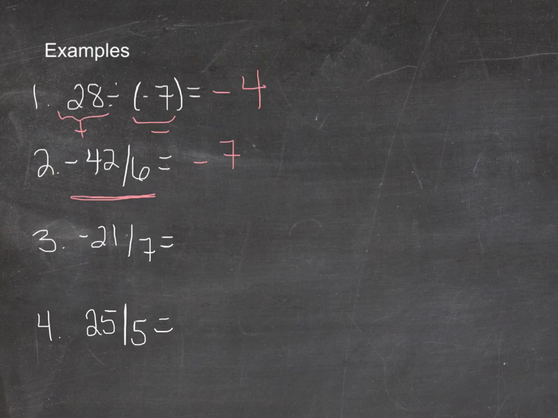Number 3, I have negative 21 divided by, let's make that guy a negative 7 instead. So negative 21 divided by negative 7. So a negative divided by a negative, so I know I'm going to get a positive answer. So 21 divided by 7 is just 3, so it's positive 3. And then 25 divided by 5, well, they're both positive, it's just 5.